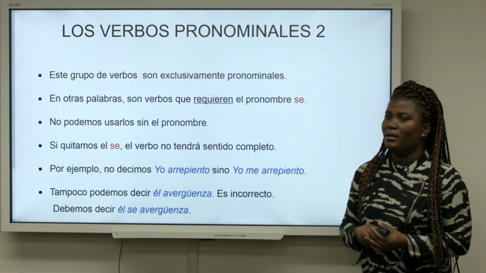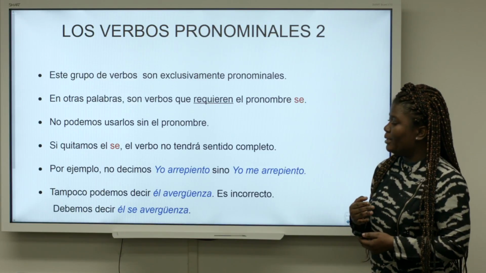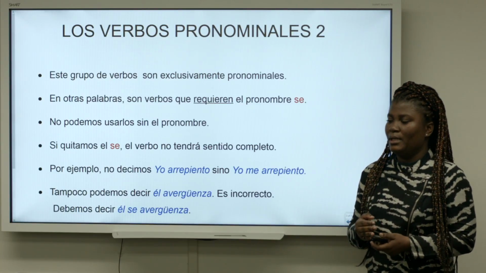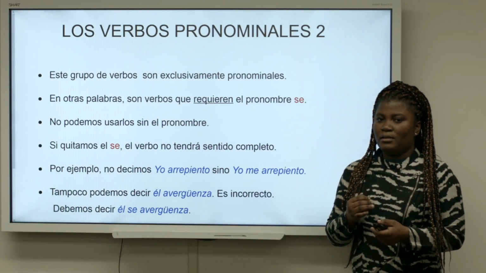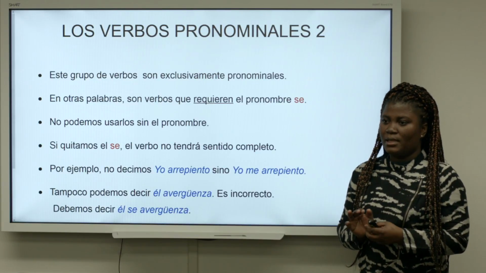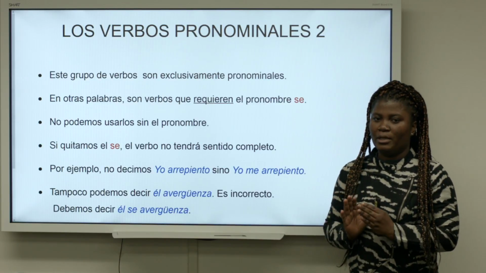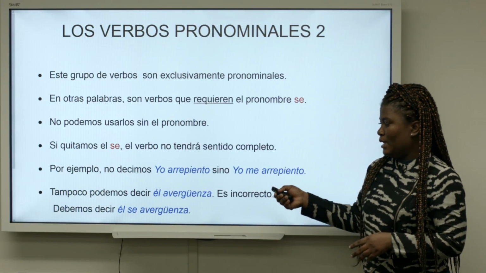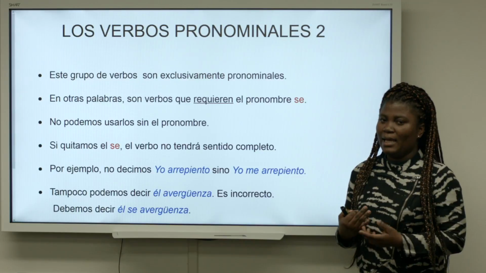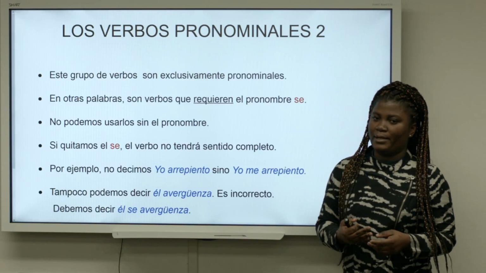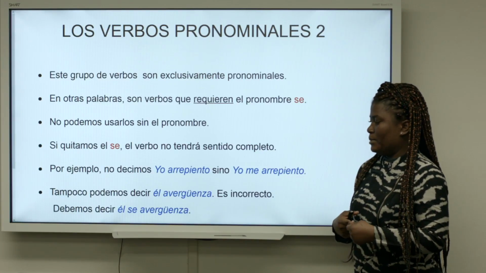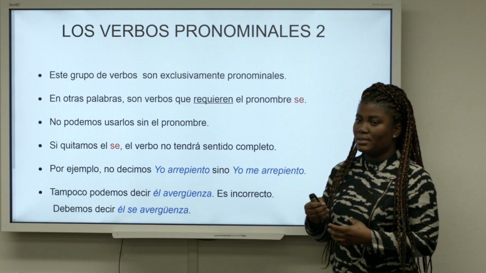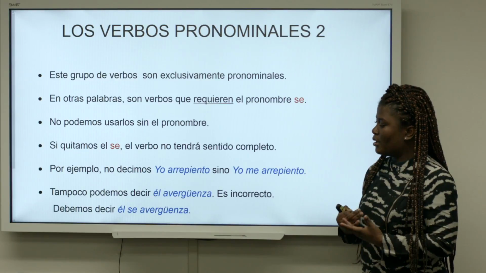So this is what we mean by verbos pronominales que son exclusivamente pronominales. That means that these are pronominal verbs that are 100% pronominal verbs. They must be used with the pronoun se. In the same way, you can't say él avergüenza from the verb avergonzarse because it's incorrect. So you have to say él se avergüenza. If you take away the se, it can't work.